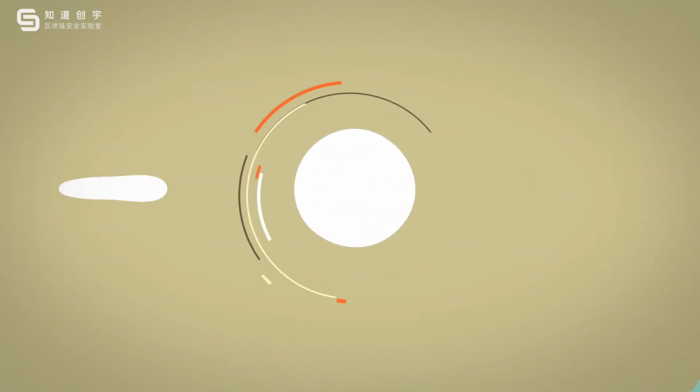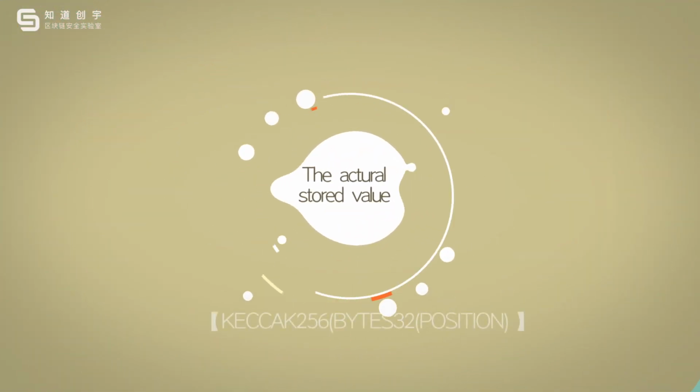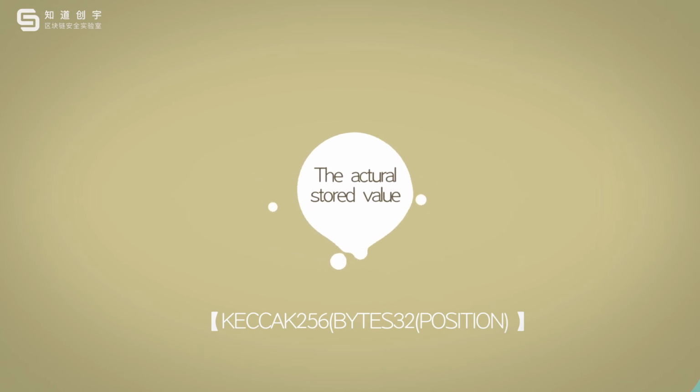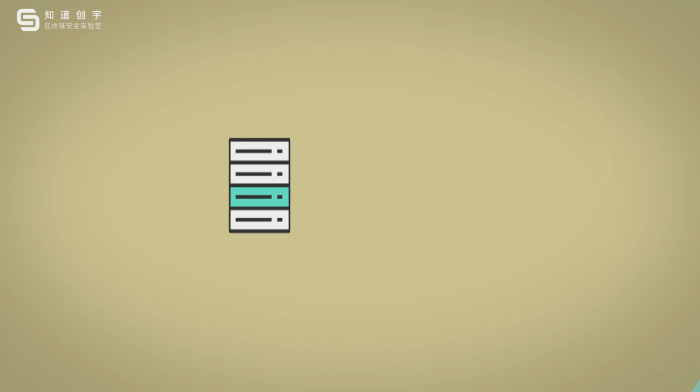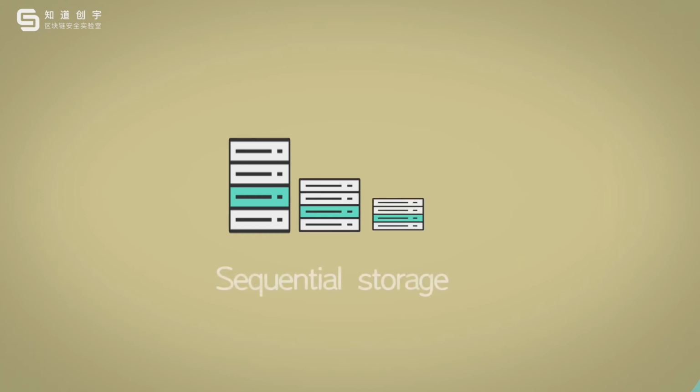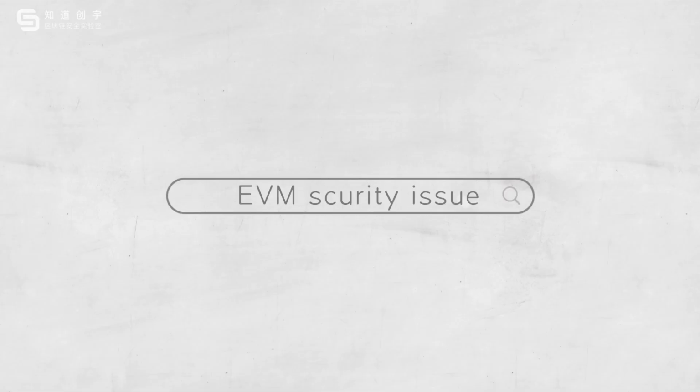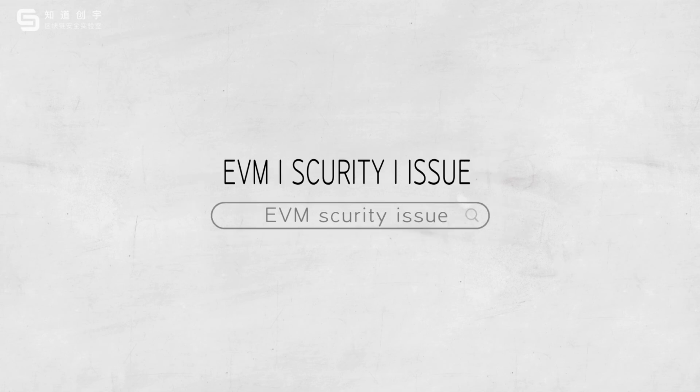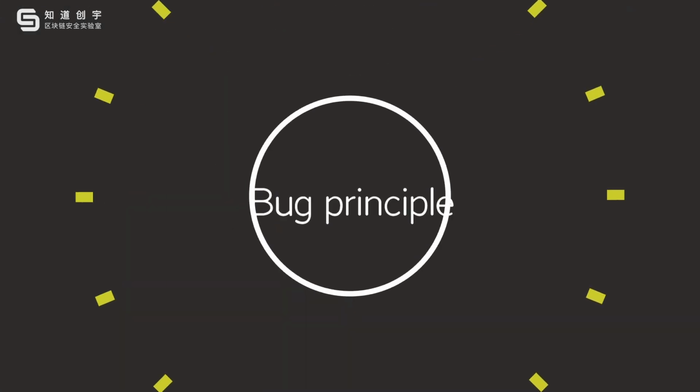The first position of the real stored value needs to be obtained through the formula, and the rest of the value is stored in order from the obtained position, and the last stored position is supplemented with 0 to 32 bytes. EVM security issues. Bug principle.